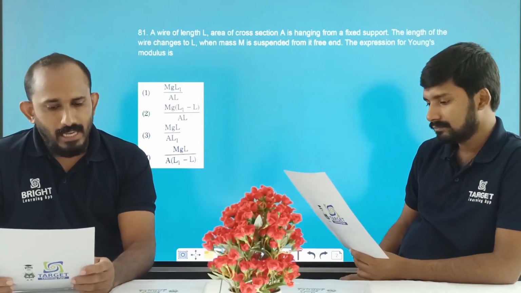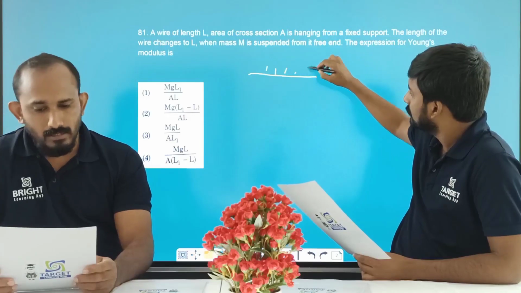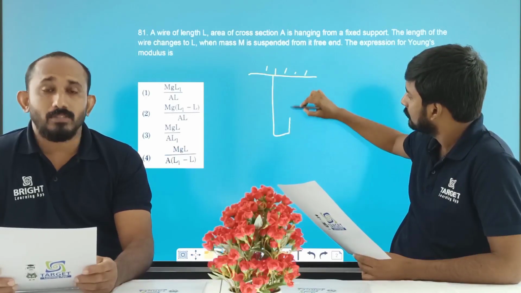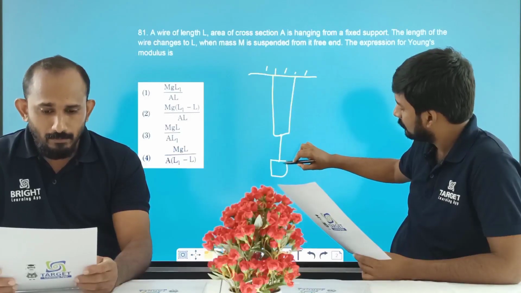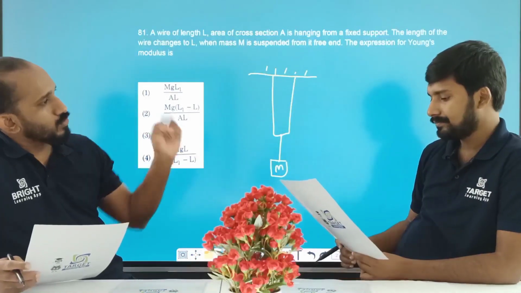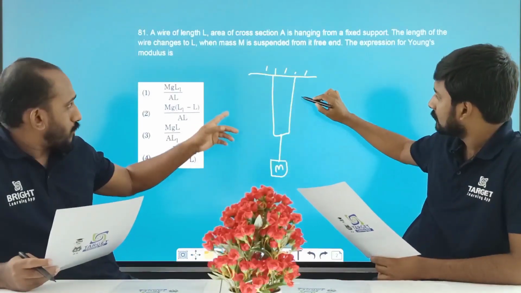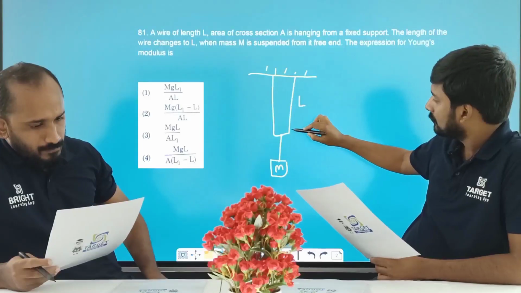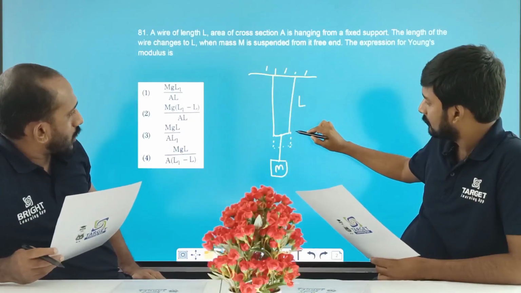A wire of length L, area of cross section A, is hanging from a fixed support. The length of the wire changes to L1 when mass M is suspended from its free end. The expression for Young's modulus? It's a question from mechanical properties of solids. We have one question from there and one from fluids also. It's a direct question. A wire of length L is suspended freely, one end is fixed, and it extends to L1.